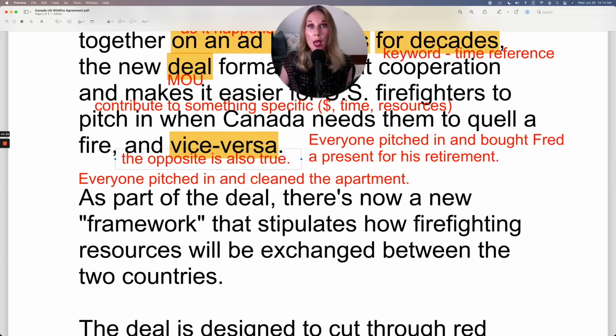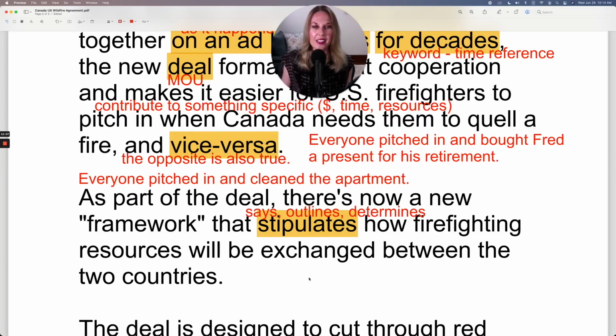As part of the deal, the MOU, there's now a new framework that stipulates how firefighting resources will be exchanged between the two countries. Stipulates, this is another word for outline or determine. So the framework determines how the resources will be exchanged. It outlines, it stipulates. Basically, it outlines, determines how the resources will be exchanged. So how Canada will pitch in when the US needs support and vice versa.